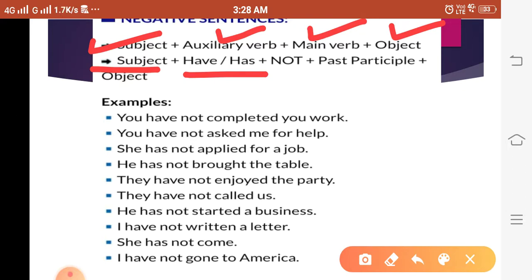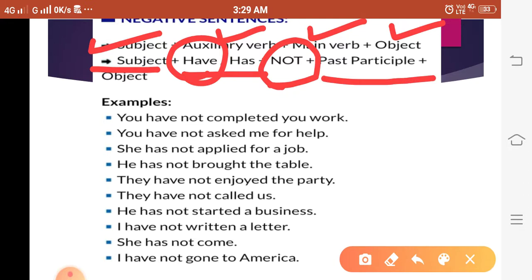Like if we are having singular subject, we use has. If we have plural subject, we use have. And if we are having I and you as subjects, we use have only. Then in negative sentences, the use of not is compulsory. Then again, third form of the verb, which is also called past participle form of the verb, and then object.